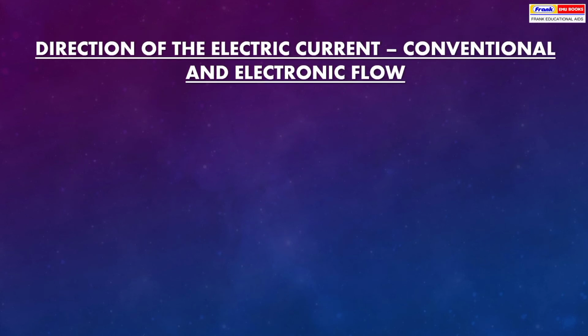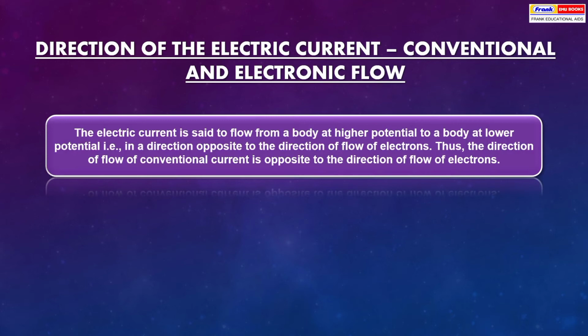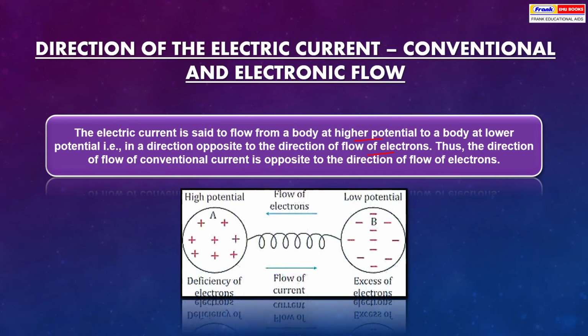Direction of the electric current, conventional and electronic flow. The electric current is said to flow from a body at higher potential to a body at lower potential, that is, in a direction opposite to the direction of flow of electrons. Thus, the direction of flow of conventional current is opposite to the direction of flow of electrons. Here is how the flow of electrons is, and here is how the flow of current is. Both are opposite to each other.